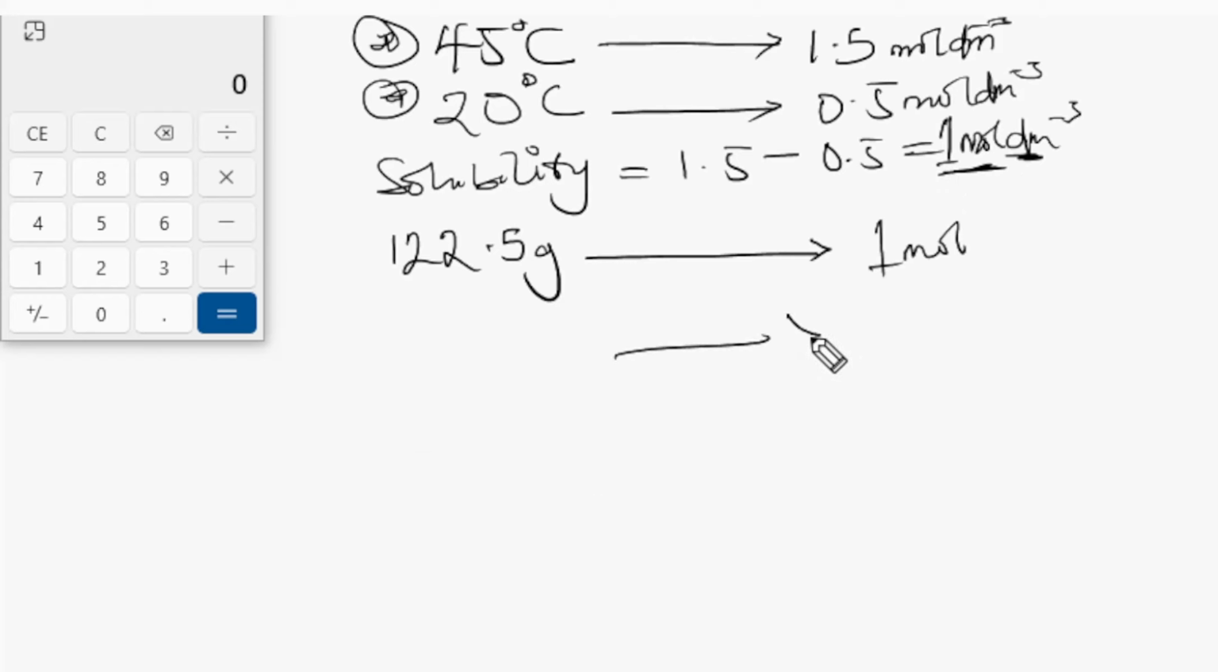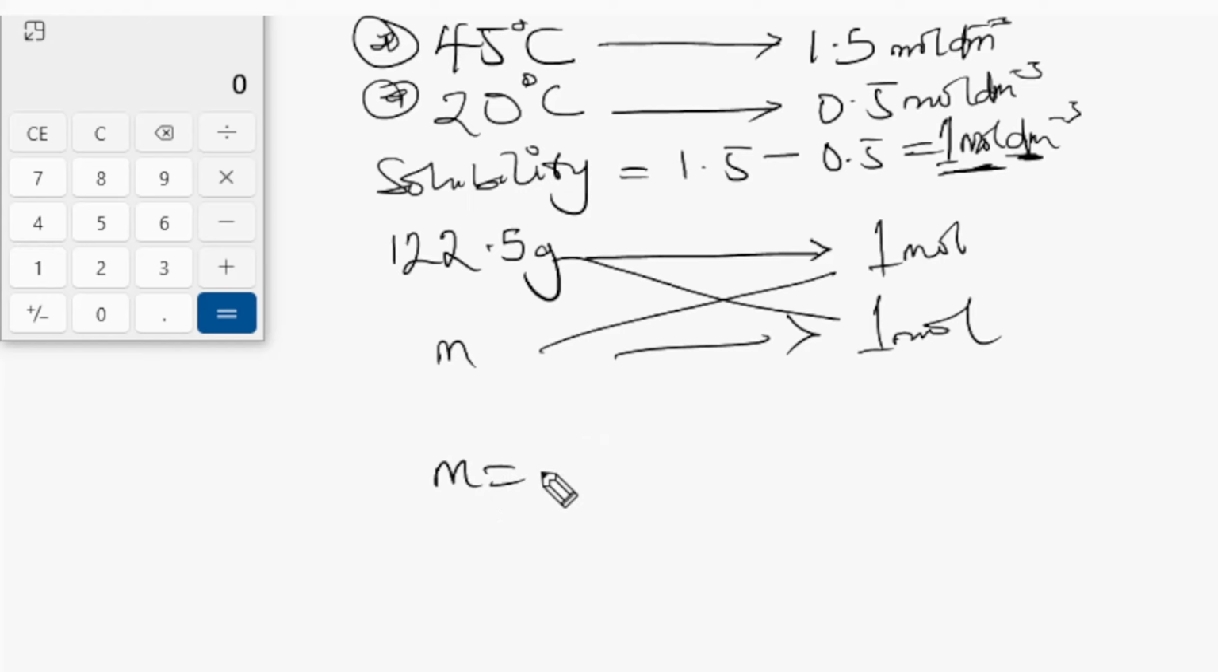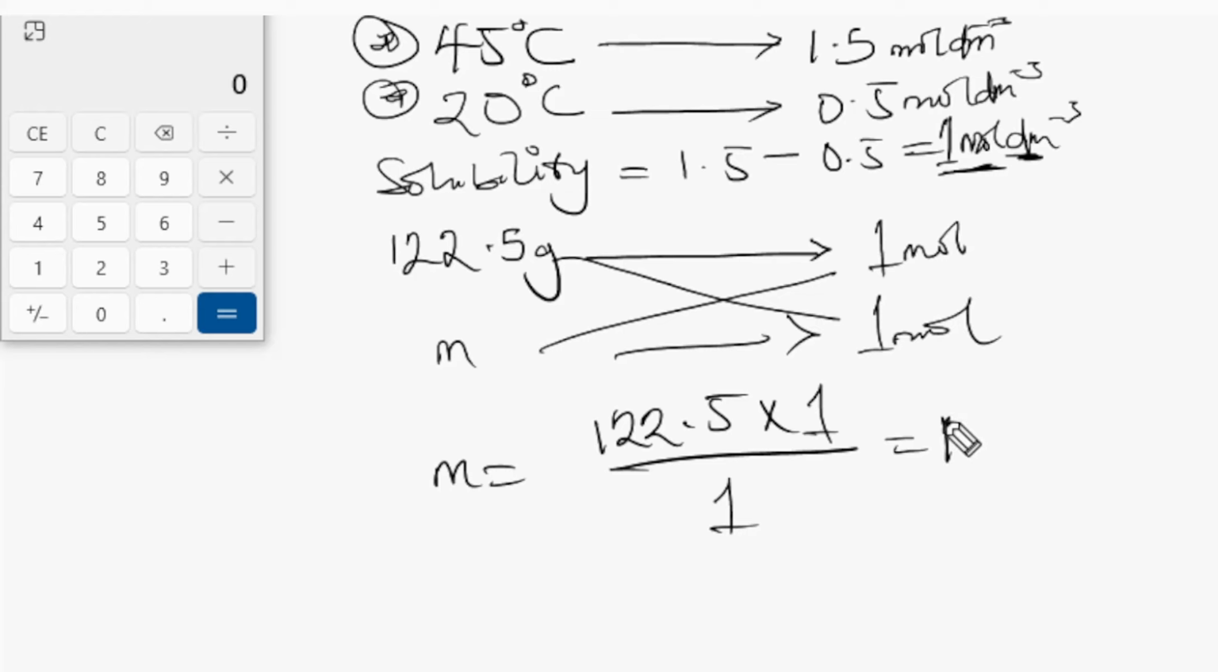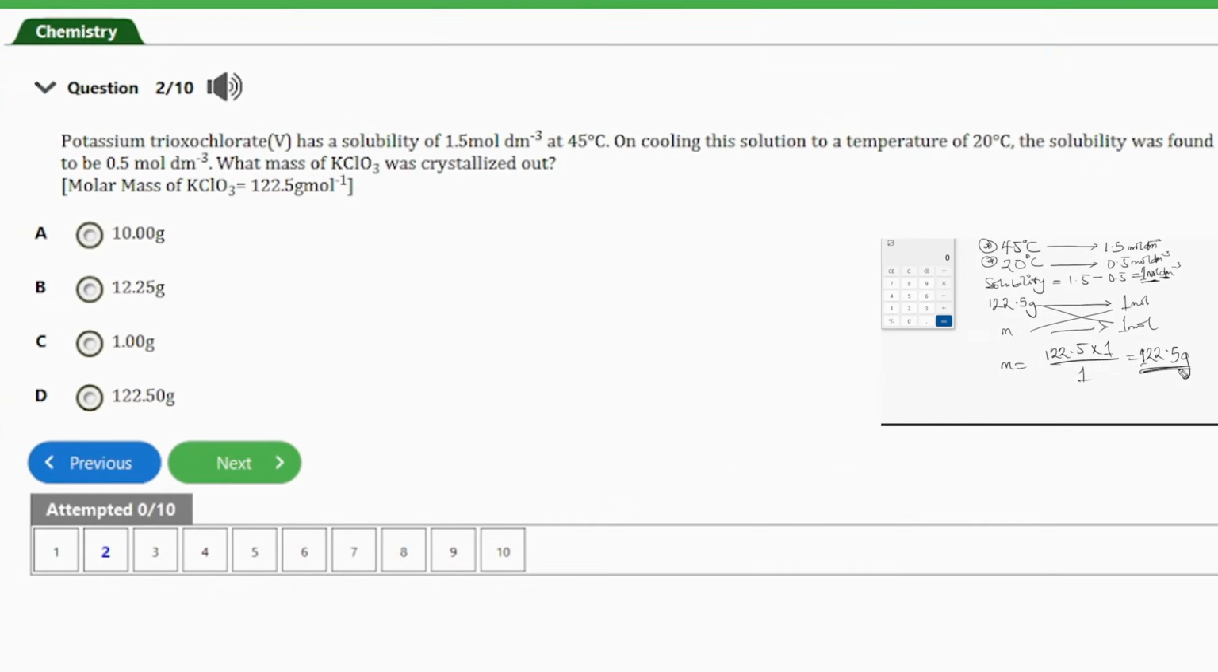So we are going to say what mass of these will be required for this 1 mole. So absolutely it's still going to be the same. When we cross this, we're going to have, so let's call this the mass. So you're going to have the mass to be 122.5 times 1 mole, and this over 1 mole. So this is going to be 122.5 grams. And that's it for this question, guys.